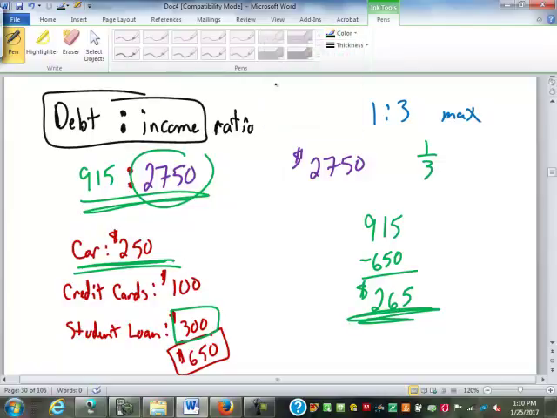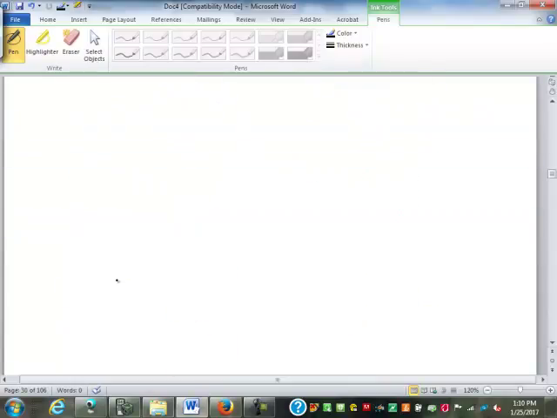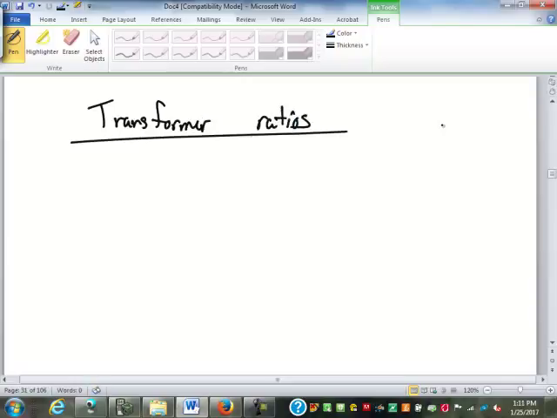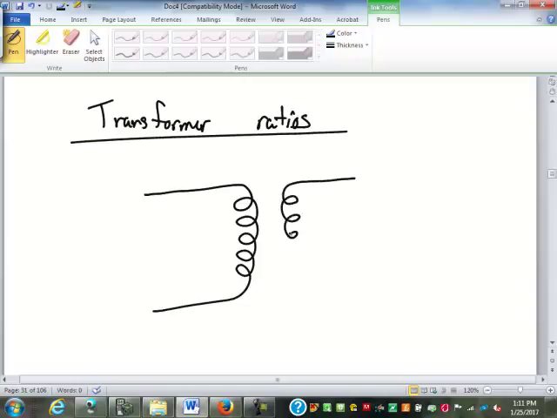Let's look at some specific electronic applications. Transformer ratios. Transformer ratios, there's a couple of them. Have you guys gone over transformers yet? A little bit. Transformers are used to either reduce or increase voltage. Yep, exactly. Step up or step down.